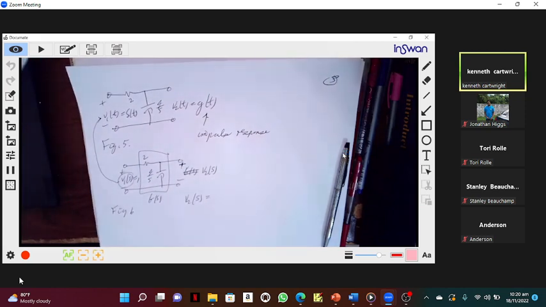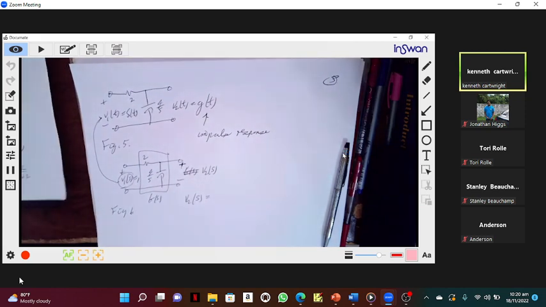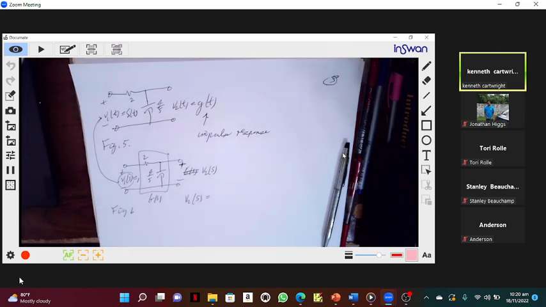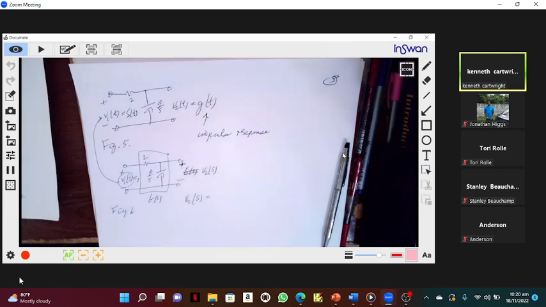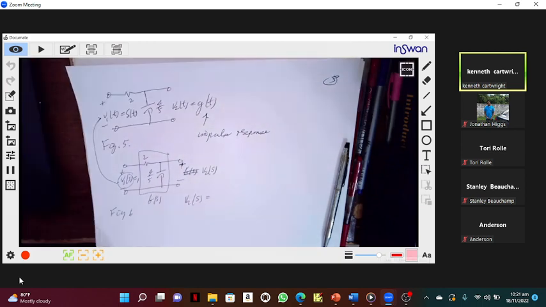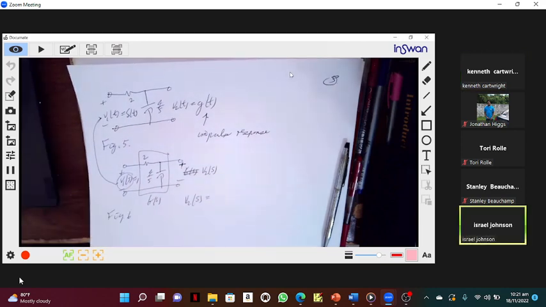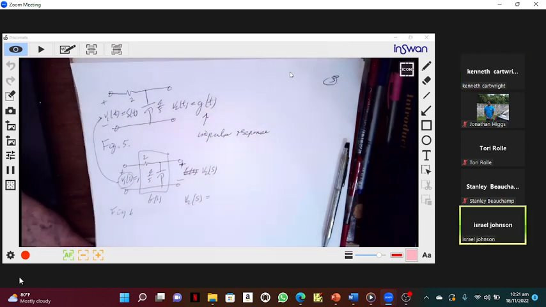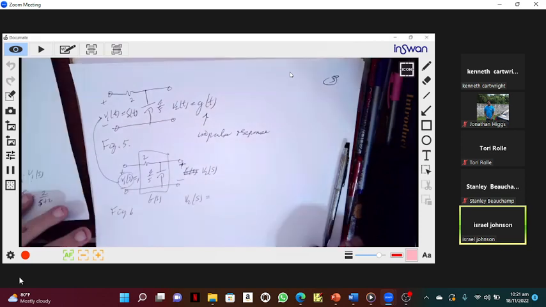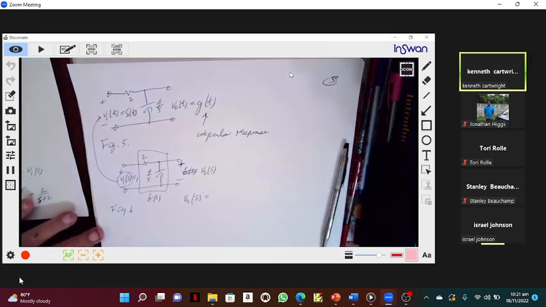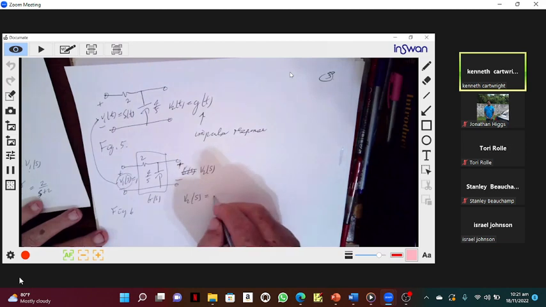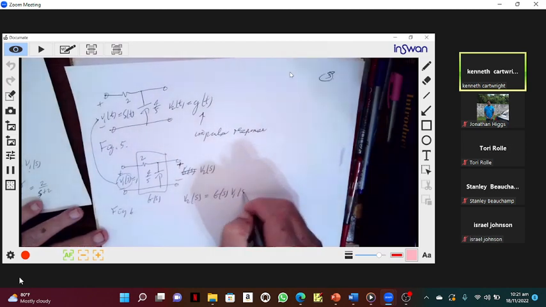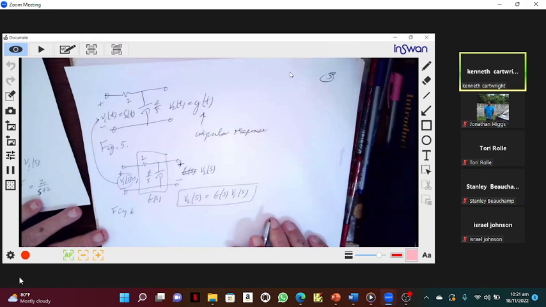Folks, look on page 2 of your notes. We already saw V2 of S equals 2 over S plus 2 times V1 of S. It's G of S times V1 of S. This is the general equation. This is always true. For any circuit, this is true.